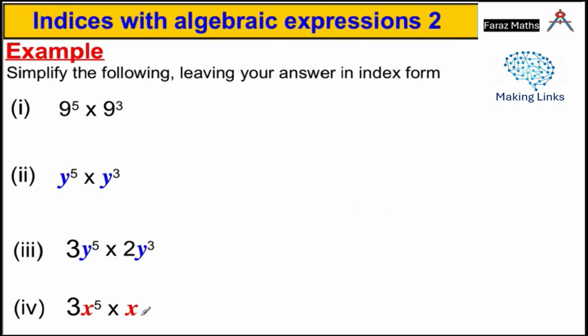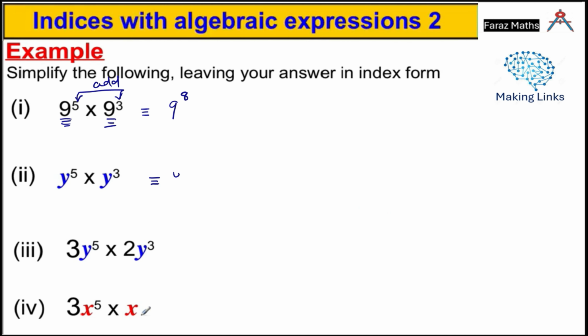Simplify the following, leaving your answer in index form. So 9 power 5 times 9 power 3. In multiplication, when bases are the same, you have to add the powers. So 5 plus 3 is 8. 9 power 8 is the answer.